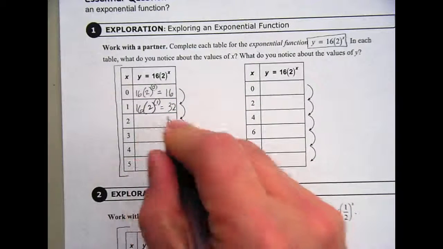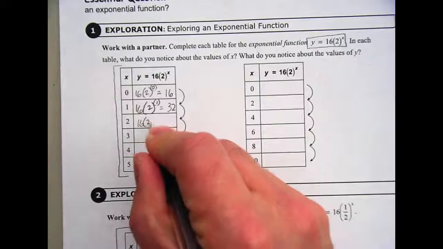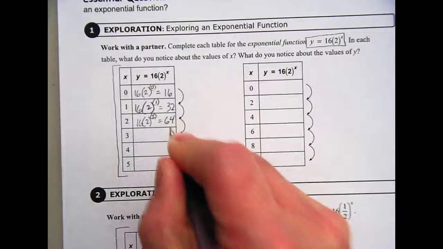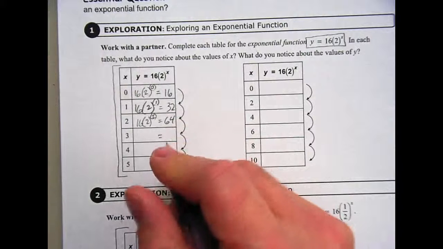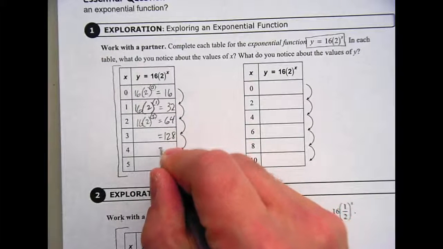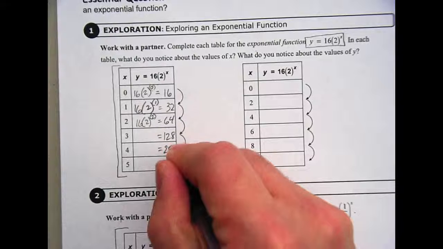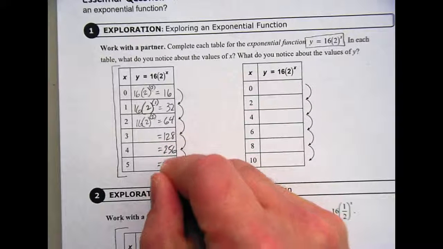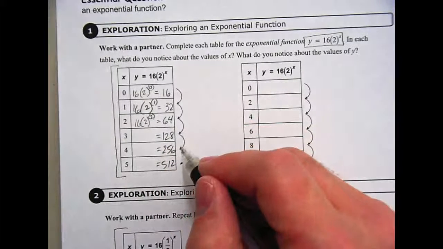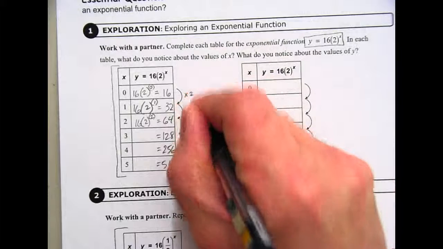Okay? 16 times 2 to the second. 2 to the second is 4. 4 times 16 is 64. What's our next answer? 128. And then? 256 and 512. What's happening every time here? Yeah, very good. It's multiplying by 2.